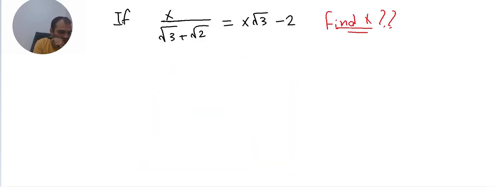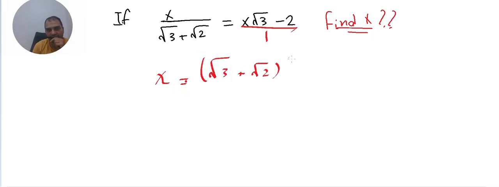Now we can solve this example by using the property that the product of extremes equals the product of means. x times 1 equals x, and root 3 plus root 2 is multiplied by root 3. Look here, we have x and x, okay? But we have here x root 3 minus 2. If we multiply together, we will have x outside. The product of extremes equals the product of means, and using the distributive property to find the answer, okay?